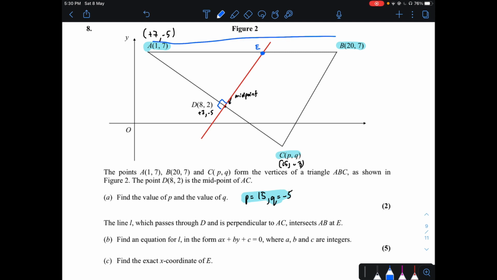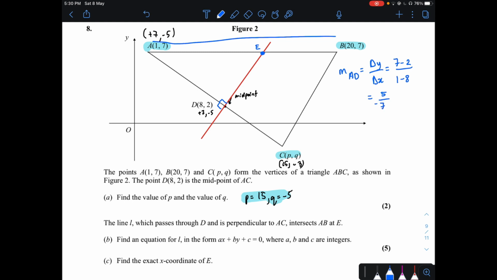First, we have to find an equation for this perpendicular line. The way we do this is first we need to find the gradient of AC. So how do we find that? We go to AD, so we need to find the gradient of AD. It's always delta y over delta x, so you're changing y over changing x. We just take one point. Let's say we take A first, 7 minus 2 over 1 minus 8. So that's going to be 5 over minus 7. That's the gradient for AD.